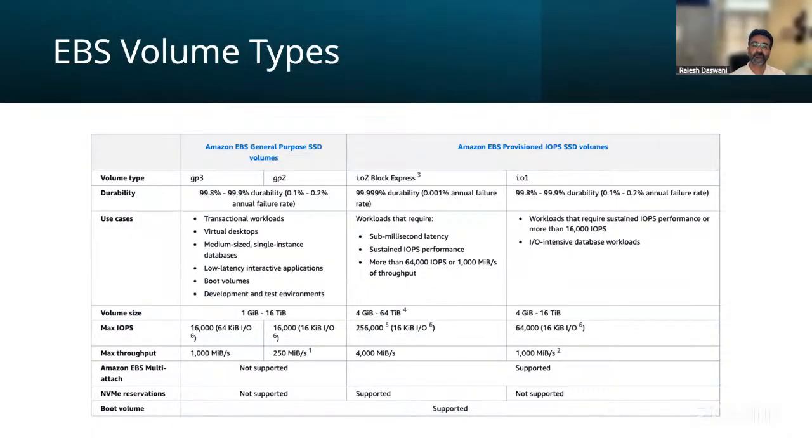Also, when it comes to EBS volumes, you must remember this for the exam, that there are 2 types of EBS volumes. You've got general purpose SSD and you've got provisioned IOPS SSD. Here's a table that I want you to learn and go through, specifically focusing on the use cases. If you require single millisecond latency, then you really want to go with provisioned IOPS. If you require IO intensive database workloads in your exam question, what type of EBS volume do you need? You need provisioned IOPS. If you are just using medium-sized single instance databases, general purpose will suffice, and so on. So just read up the use cases and understand the different use cases in order to choose the right answer in the exam.